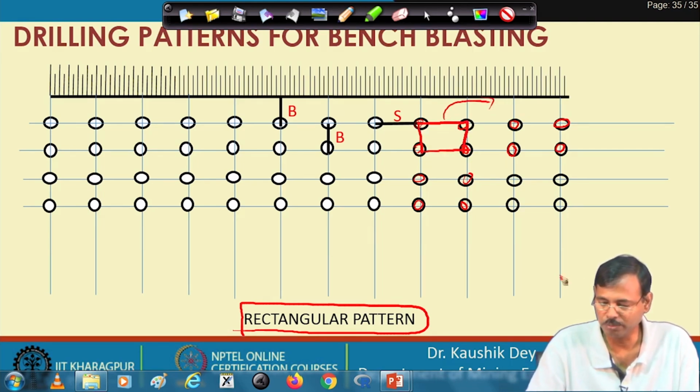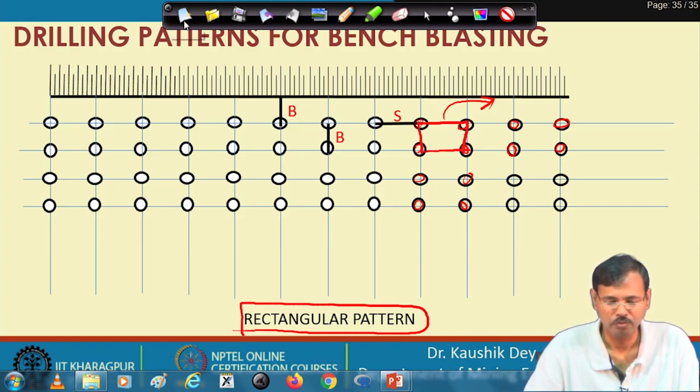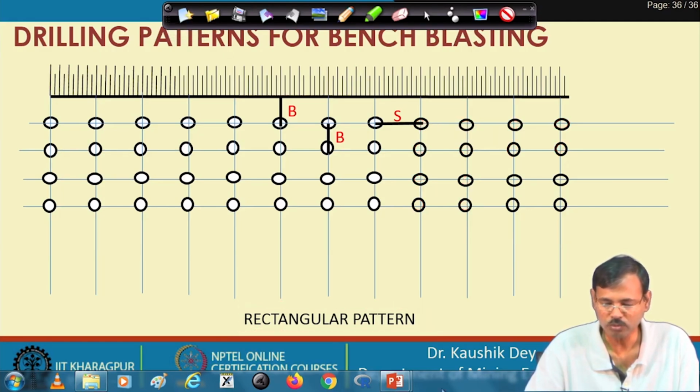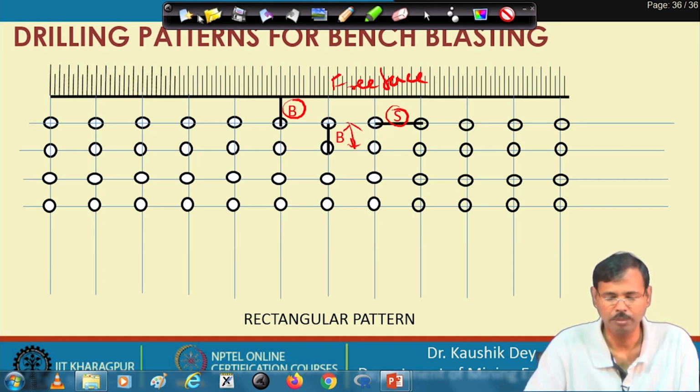Often you will find in some textbooks that a square pattern is also discussed, but a square is a special type of rectangle, so I omit the square pattern. I consider the square pattern also a rectangular pattern. So, this is a rectangular pattern in which you drill the second row hole just behind the front row hole. And you know the blasting terminology. If this is the free face, this is called burden, this is called spacing, and for the second row also, the distance from the first row to the second row is considered the burden.